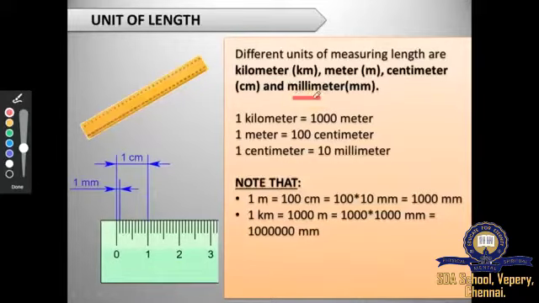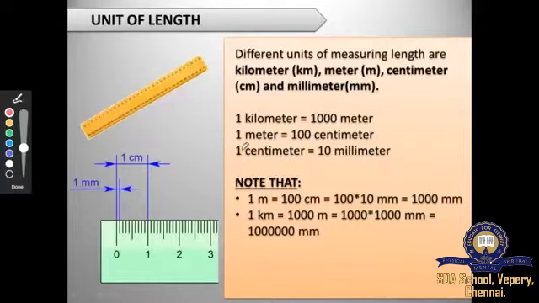Next is millimeter. As you can see here, from 0 to 1, we have 9 lines, right? So these are the 9 lines. So 0 to the first line is said to be 1 millimeter. So millimeter is the smallest unit. Here is the relation between them. 1 kilometer is equal to 1000 meter. 1 meter is equal to 100 centimeter. 1 centimeter is equal to 10 millimeter.